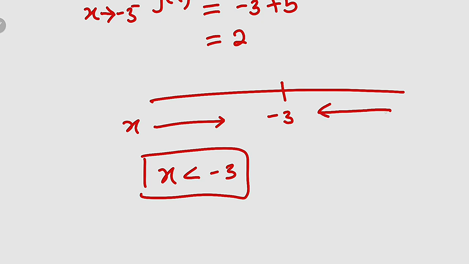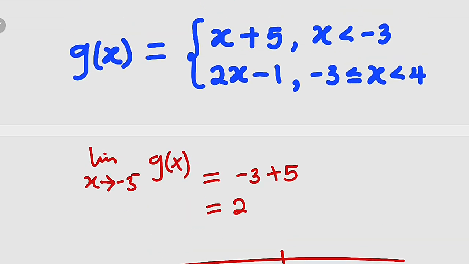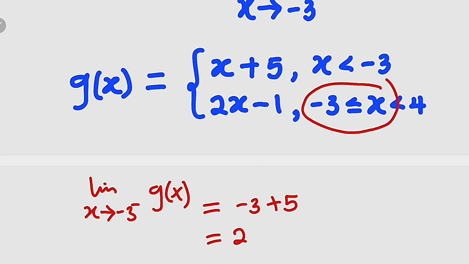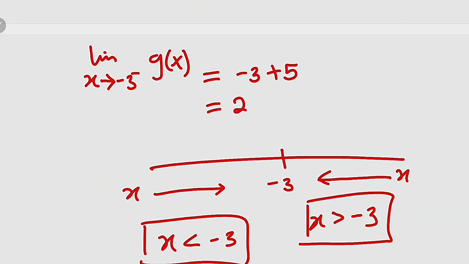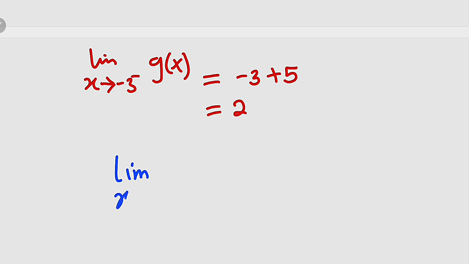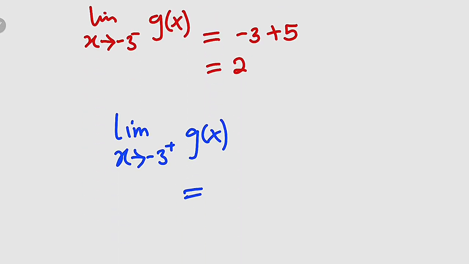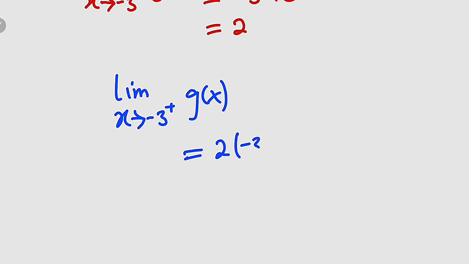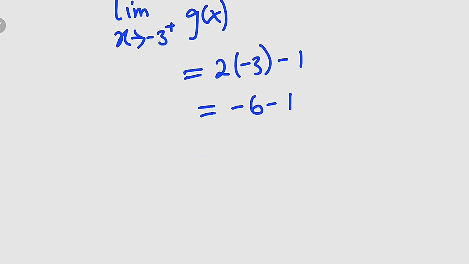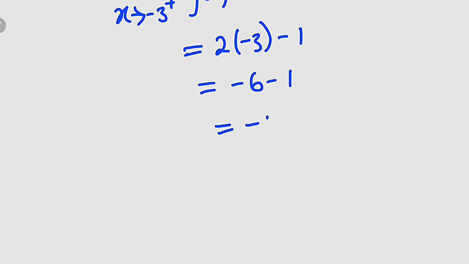As we approach from the right hand side, x will be greater than negative 3. And where do we have this condition? This is exactly where x is greater than negative 3, and hence we are going to substitute it here. So for the right hand side limit, as x approaches negative 3 from the right hand side of the function g of x, it will be equal to, we have 2x minus 1, right? So we have 2 times negative 3, then we have minus 1. This is negative 6, minus 1, and this is equal to negative 7.